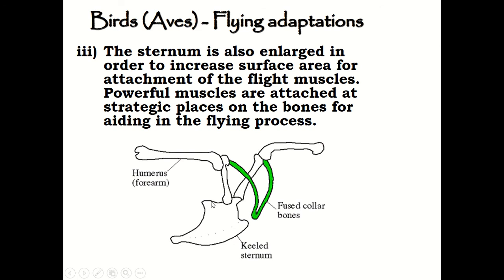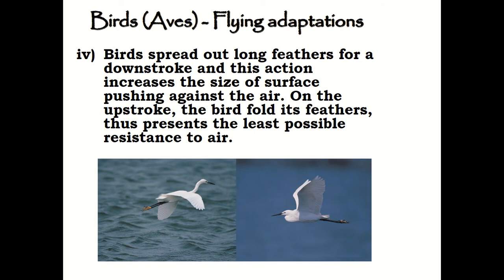Next is the sternum. Here is the sternum at the abdomen. The sternum is enlarged in order to increase the surface area for attachment of the flight muscles of the wings, in which the powerful muscles that refer to the wings are attached at strategic places on the bones to aid in the flying process. And also the spreading of the wings.